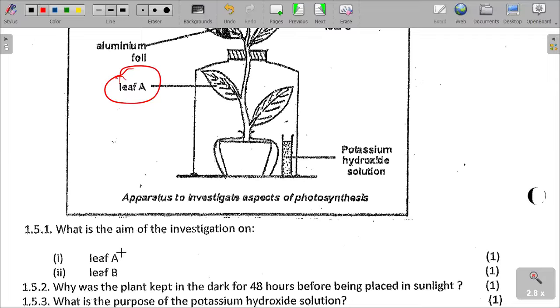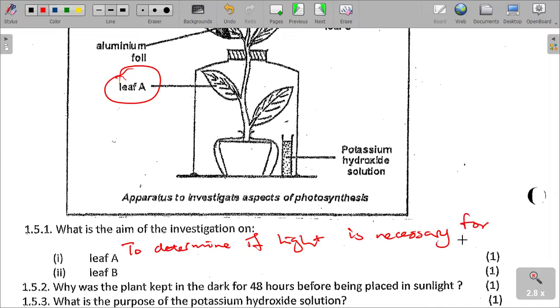The aim is to determine if light is necessary for photosynthesis. That is the reason the plant has leaf A inside the jar, to determine the necessity of light for photosynthesis.